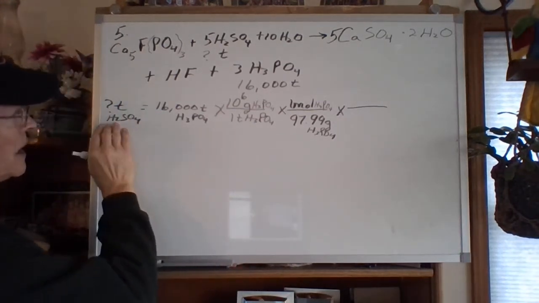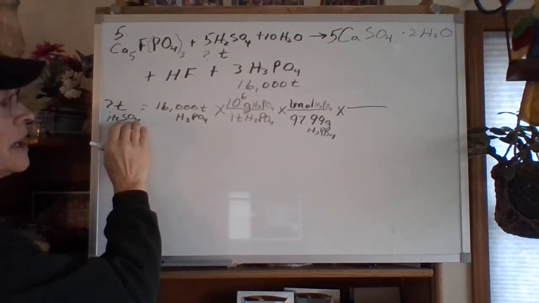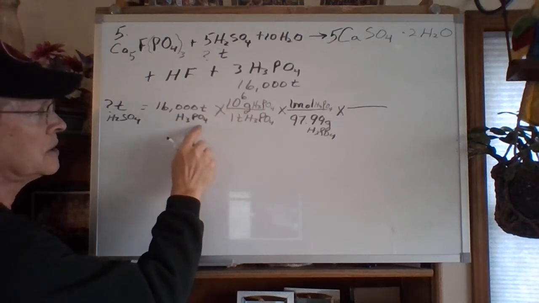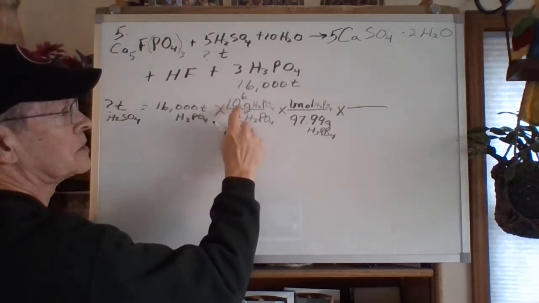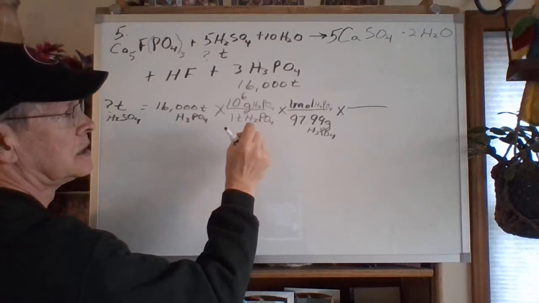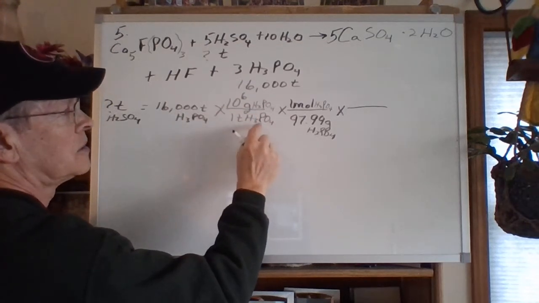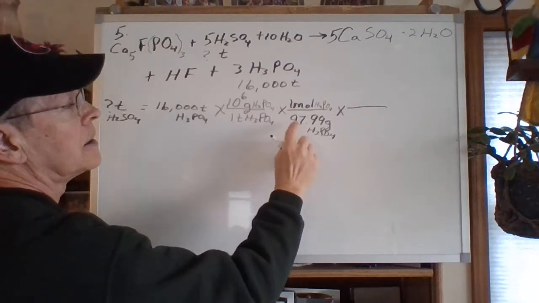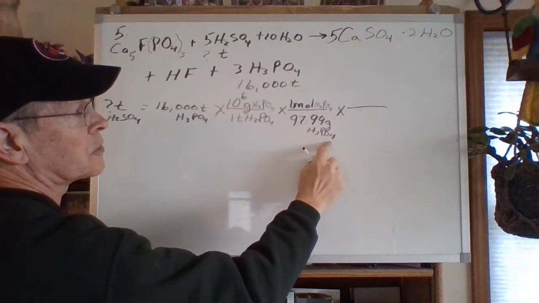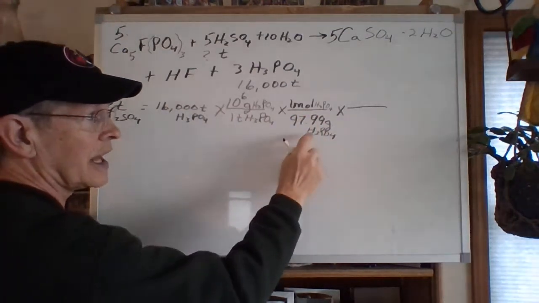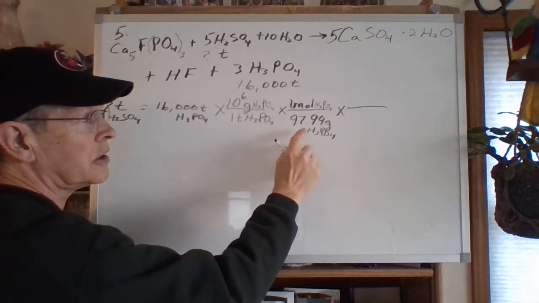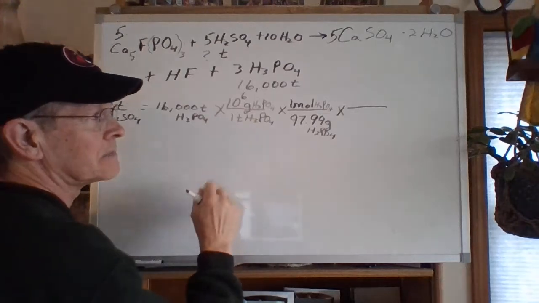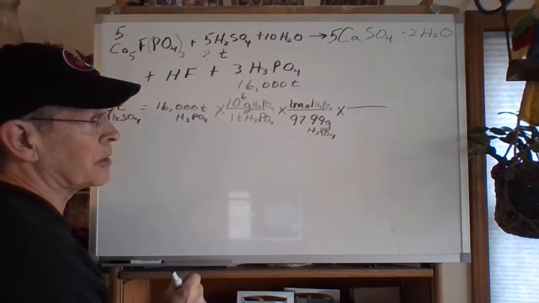So the question that we asked at the beginning: how many tons of sulfuric acid will be needed to make 16,000 tons of phosphoric acid? I know 10 to the 6th grams, a million grams, of phosphoric acid is a ton of phosphoric acid, and then I know this too. These two are equal. 97.99 grams of phosphoric acid is a mole of phosphoric acid. I get that number from the periodic chart: 3 hydrogens, 1 phosphorus, 4 oxygen. Add them all together, 97.99 grams.